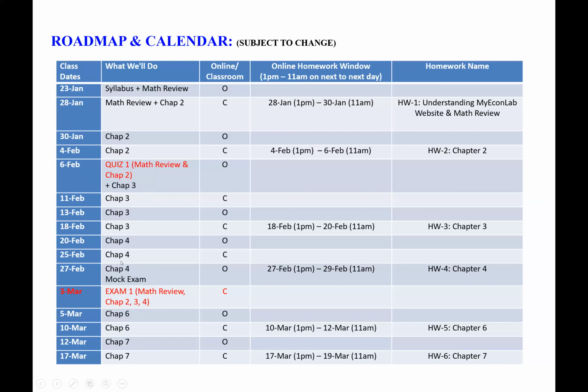Then the next big thing that we have is exam number 1, right, which will cover math review and chapters 2, 3, and 4, right? Although it says it's in class, you'll be taking the exam online, and since there is no lecture afterwards, you do not have to come to the classroom. Okay, so the first exam is on March 3rd, right? Remember, for every quiz and exam, the calendar not only gives you the dates and time, but also tells you what the quiz and or the exam will cover, right? So for example, exam 1 covers math review and chapters 2, 3, and 4. Okay.